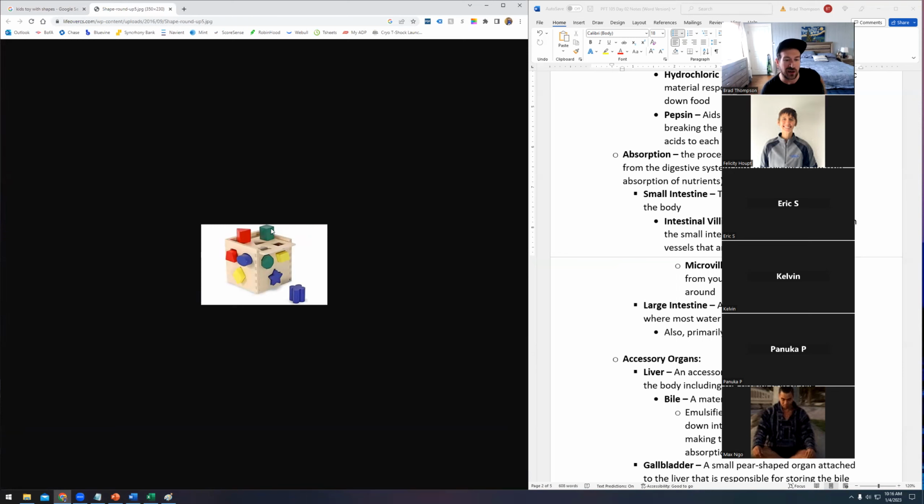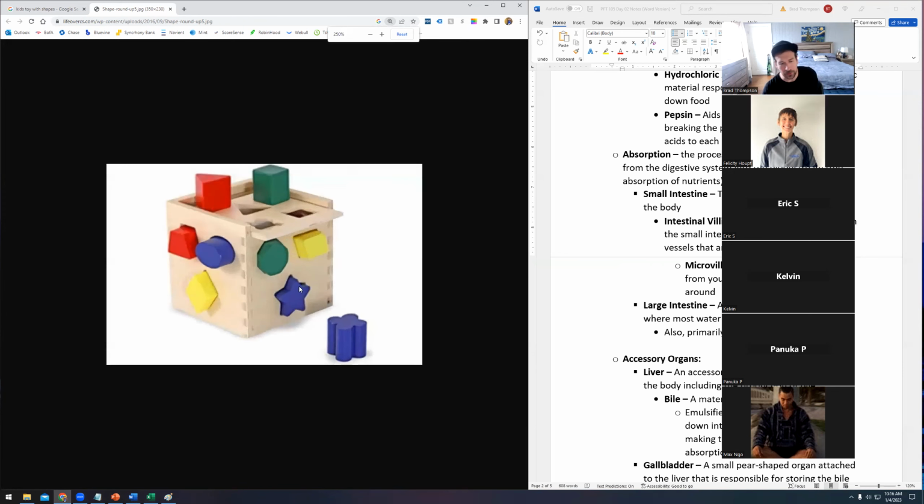Now, that sounds really weird, but if we imagine proteins as stars, fats as a little hexagon here, and carbohydrates as a square, those are the three things that can fit into your digestive system. Maybe vitamins are diamond shape, and minerals are oval shaped, and there's our water there, right?